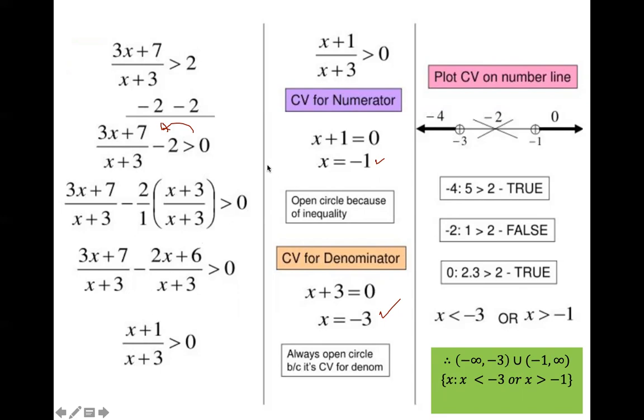Then substitute. So here we have greater than. So what is the sign that is greater than? Positive. So substituting, let's have negative 4. So substituting it orally, negative 4 plus 1 is negative 3 over negative 4 plus 3, negative 1. So it's positive. So meaning true. So for this part, it's true. Negative 2 plus 1 is negative 1 over negative 2 plus 3, which is positive 1.